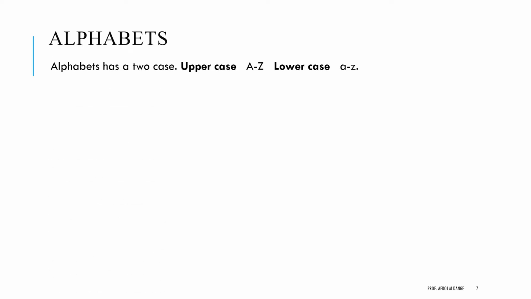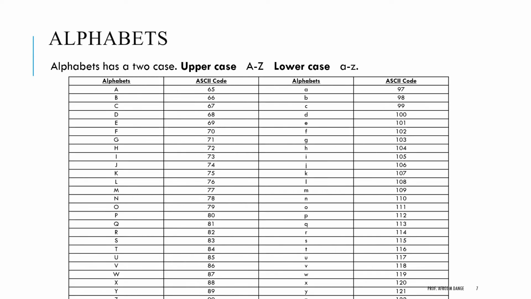The first set of the character set is alphabets. It has two cases, uppercase A to Z and lowercase a to z. These alphabets each have a particular ASCII code. That means in a computer, if we type a letter, a particular ASCII code represents that alphabet.